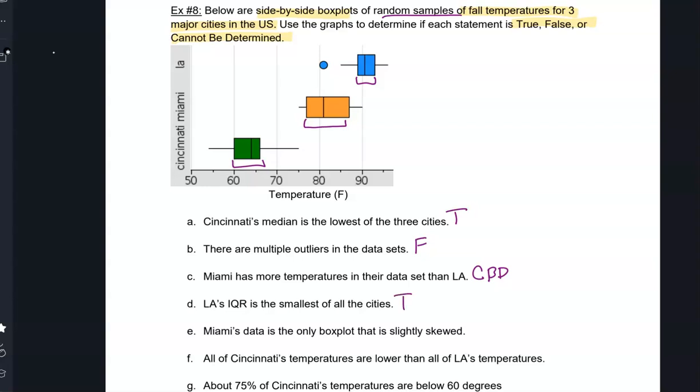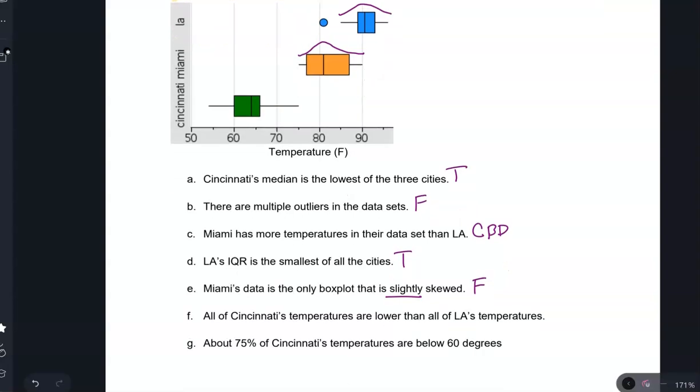Miami's data is the only box plot that is slightly skewed. Okay, so Miami does have a slight skew because the median's in this direction. LA is pretty symmetric, but Cincinnati, notice, is also pretty skewed, because the median's here and this tail's a little bit over here. So because they say slightly skewed, that is false.